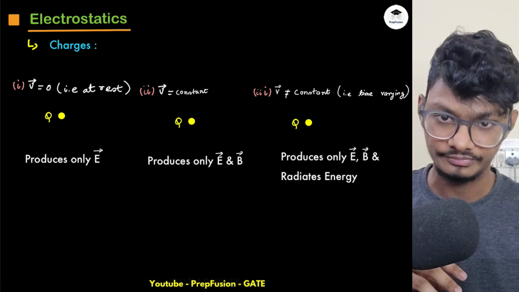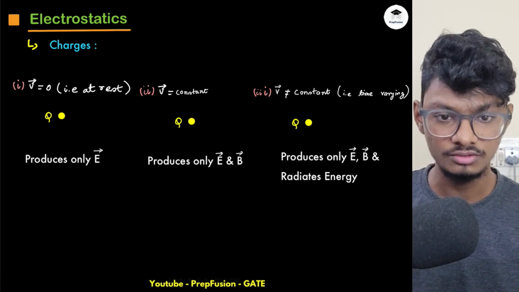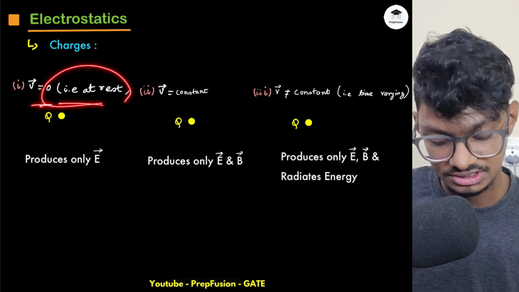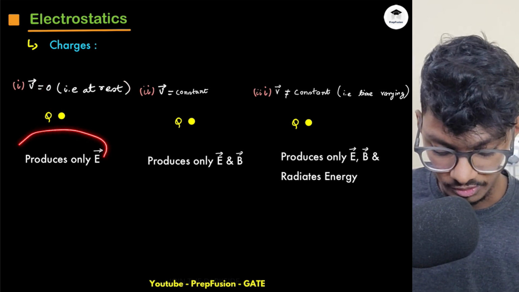So in short, I have shown you here visually what is actually happening. That is, if my velocity is 0, that is, the charge is at rest, then it only produces electric field.